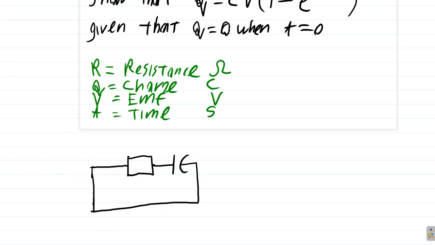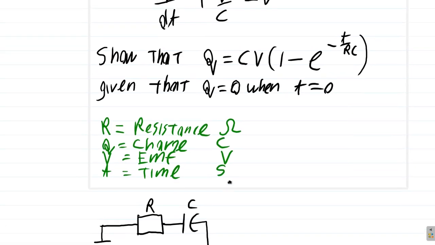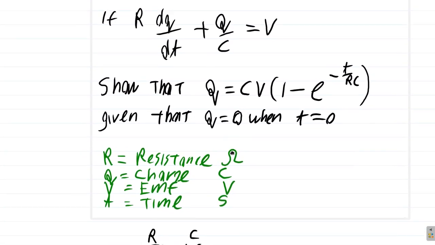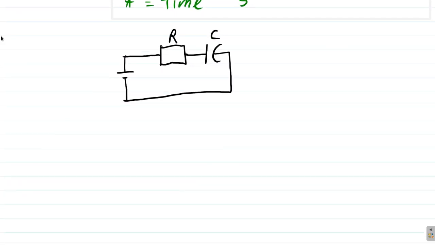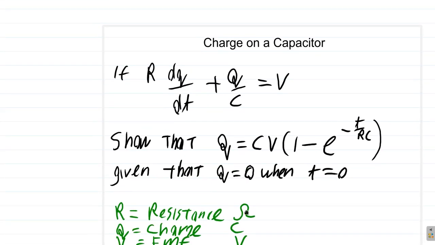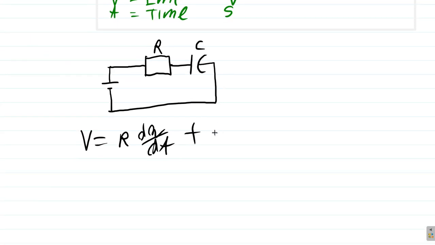Now let's put back the DC source there. So this is the resistor R and the capacitor C. Now, here, this is V. Let's rewrite this formula: V is equal to R dq by dt plus Q divided by C.